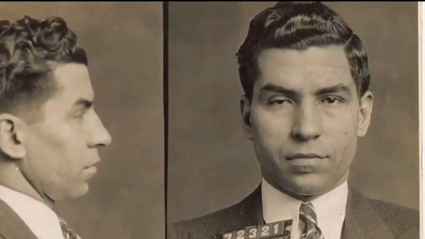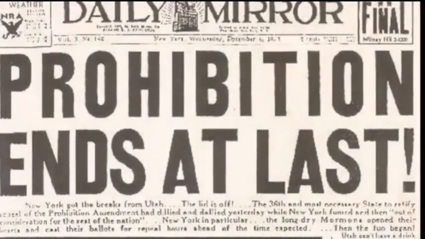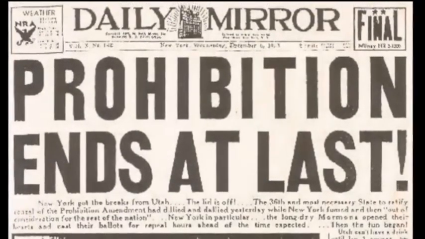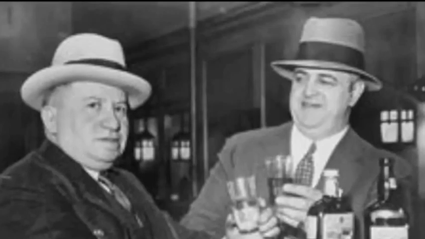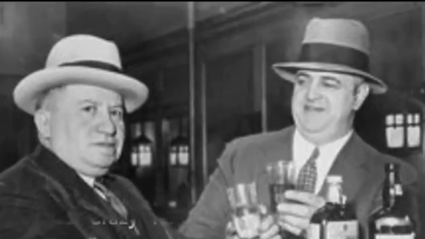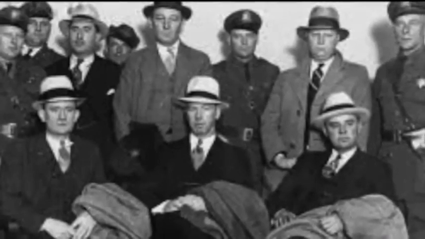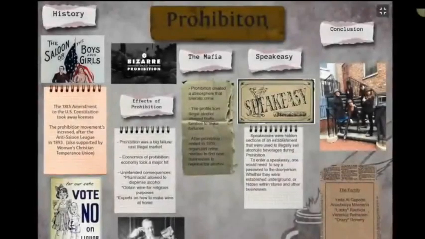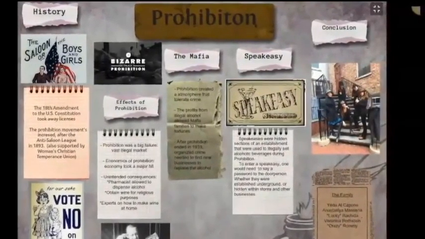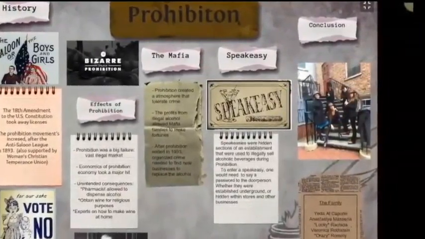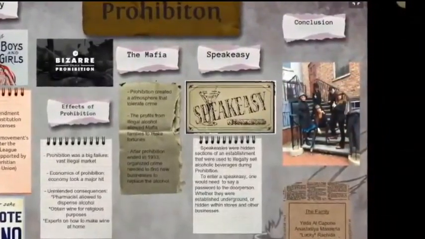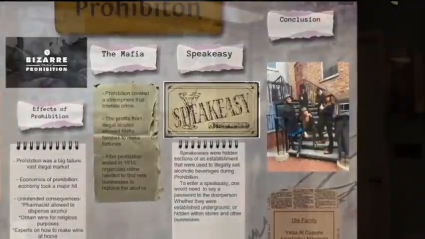After Prohibition ended in 1933, organized crime needed to find new businesses to replace the alcohol. Some of them found other ventures, such as union, construction, sanitation, and drug trafficking. And now Anastasia will talk about speakeasies during Prohibition and the bars that still exist around New York City today.